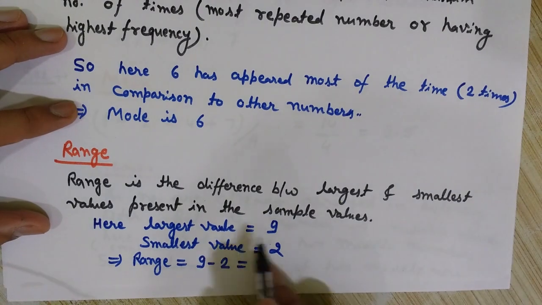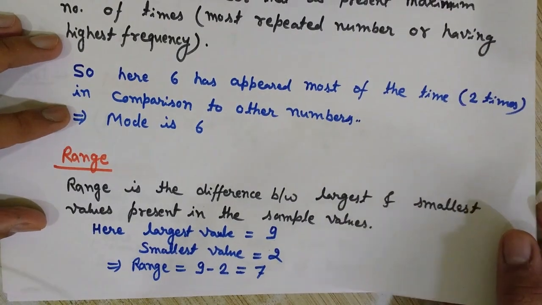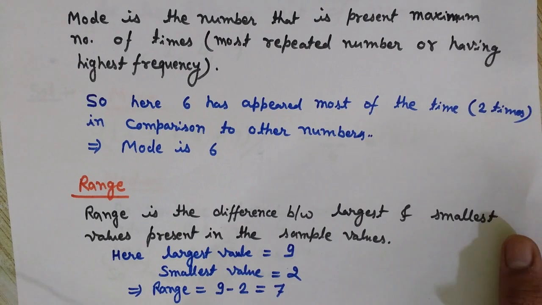Okay, you can also see it here. 9 is the largest, the smallest is 2. So 9 minus 2, the difference of the largest and smallest number, is the range. So 7 is the range. So this was all about the mean, median, mode and range.